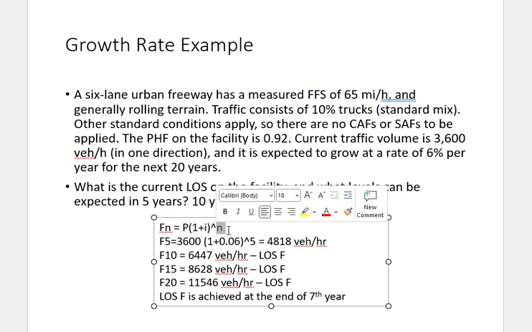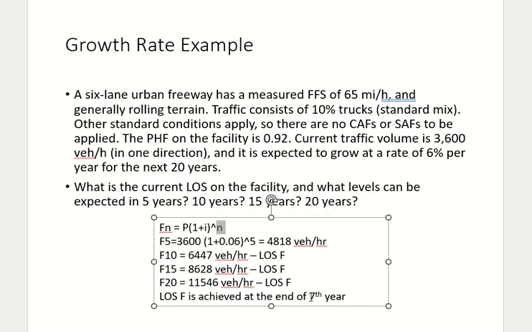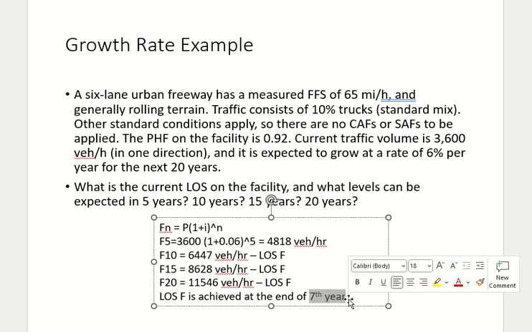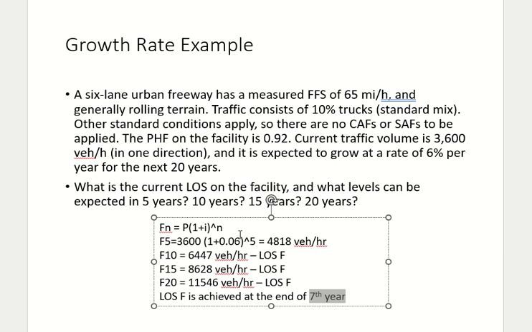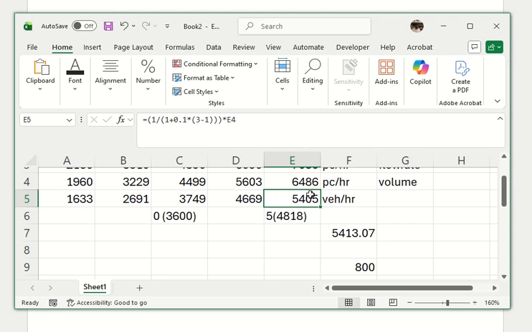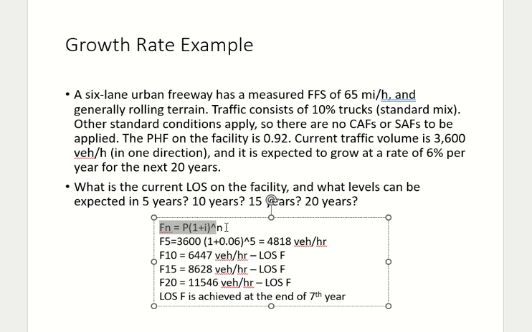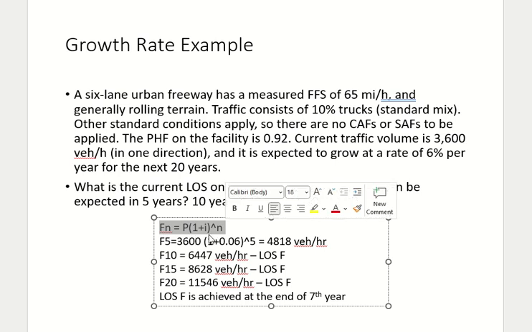If I try to calculate the number of years from here, you can try it in the calculator. It will be almost 6.99 years. So at the end of the 7th year, you reach level of service F, meaning you cross this value at the end of the 7th year. I get this from the growth rate equation: the future value is the maximum of E, present is present, growth rate 6%, and the number of years is what we are trying to find out. So this is how we do this.